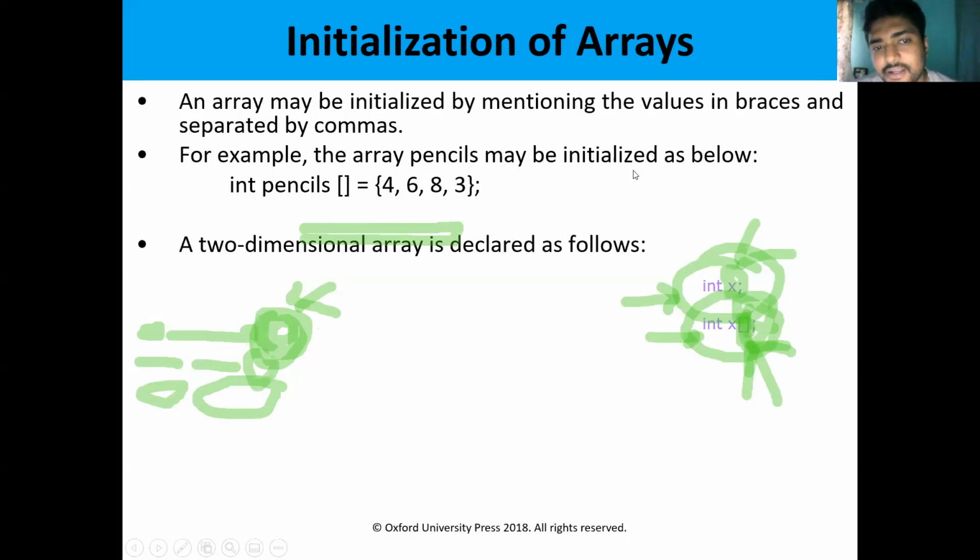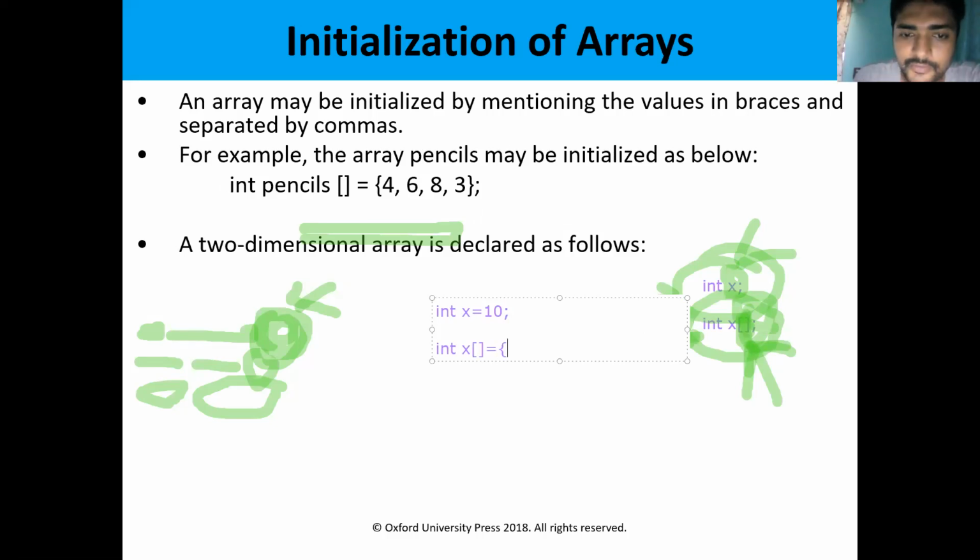Next one, initialization of an array. How can you initialize values in an array? In general, if it is a variable, we can initialize it as x equal to 10. This is the normal initialization of a variable. For an array, it is x with square braces equal to, and within the braces we give the values 22, 33, 44, 55. This is the initialization of an array.